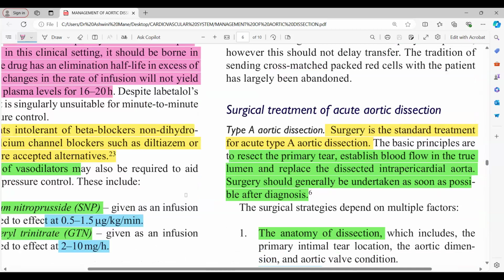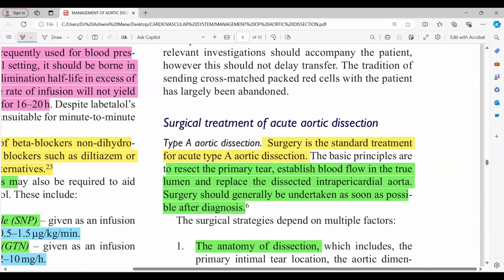Then regarding surgical treatment of acute aortic dissection. In type A aortic dissection, surgery is the standard treatment for acute type A dissection. The basic principles are to resect the primary tear, establish blood flow in the true lumen, and replace the dissected intrapericardial aorta. Surgery should generally be undertaken as soon as possible after diagnosis.